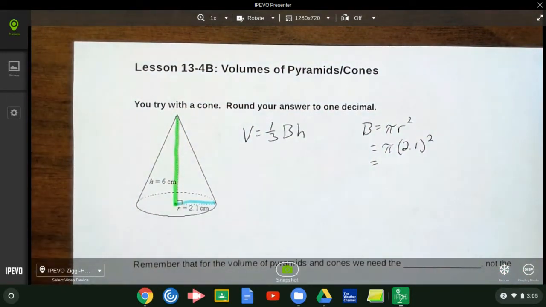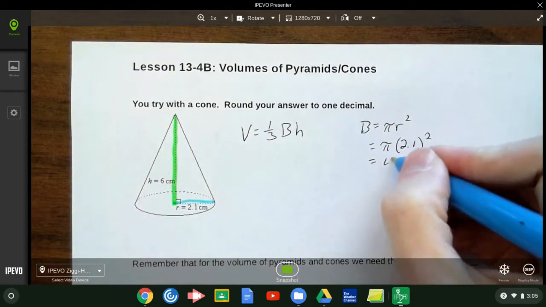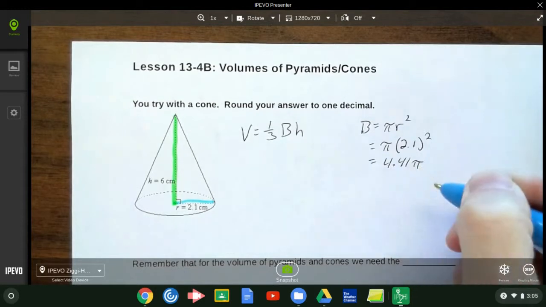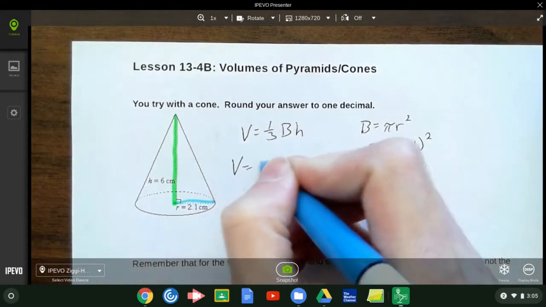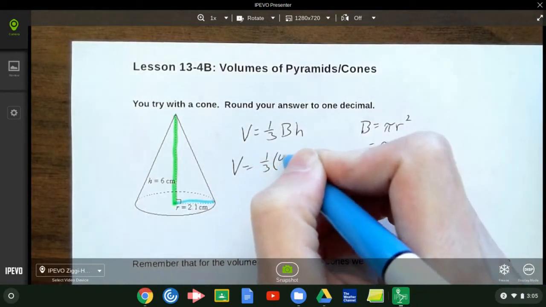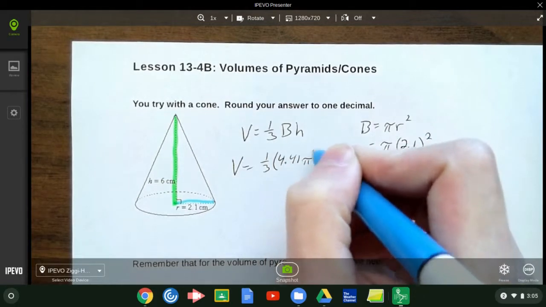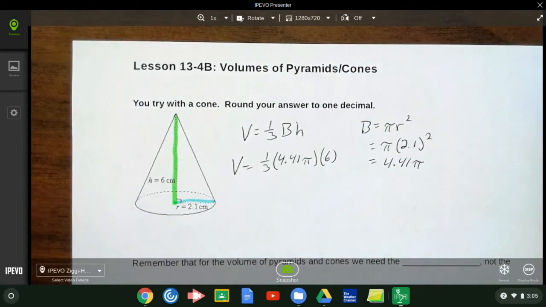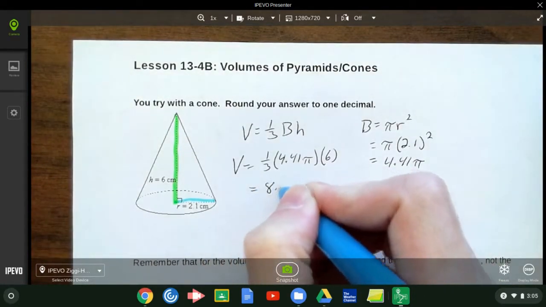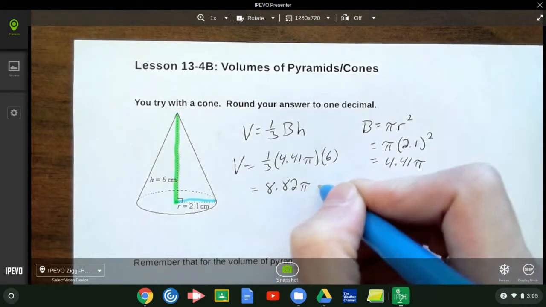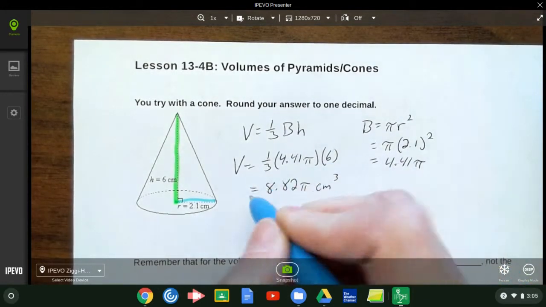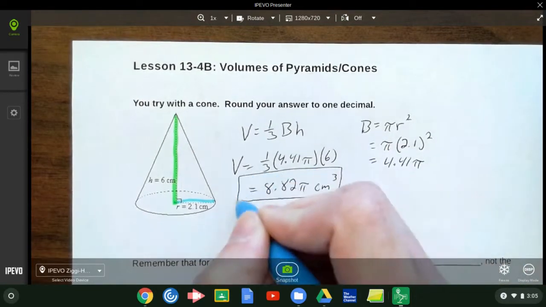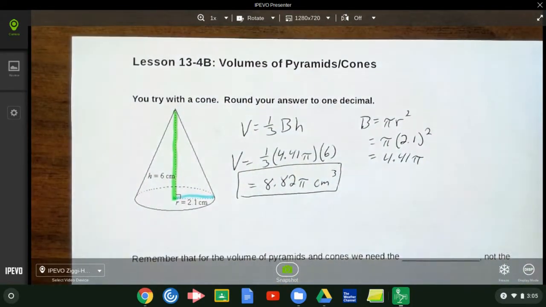Okay, so I got to go to my calculator. 2.1 squared gives me 4.41 pi. So now my volume is 1/3 times 4.41 pi times 6. So when I multiply all that together, I'm going to end up getting 8.82 pi centimeters cubed. And there's the volume of my cone. So it's really doing exactly what we did.